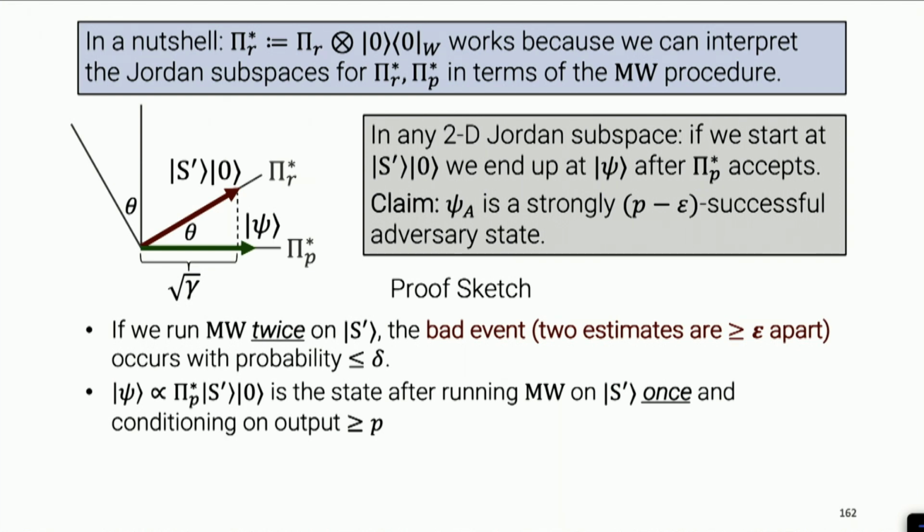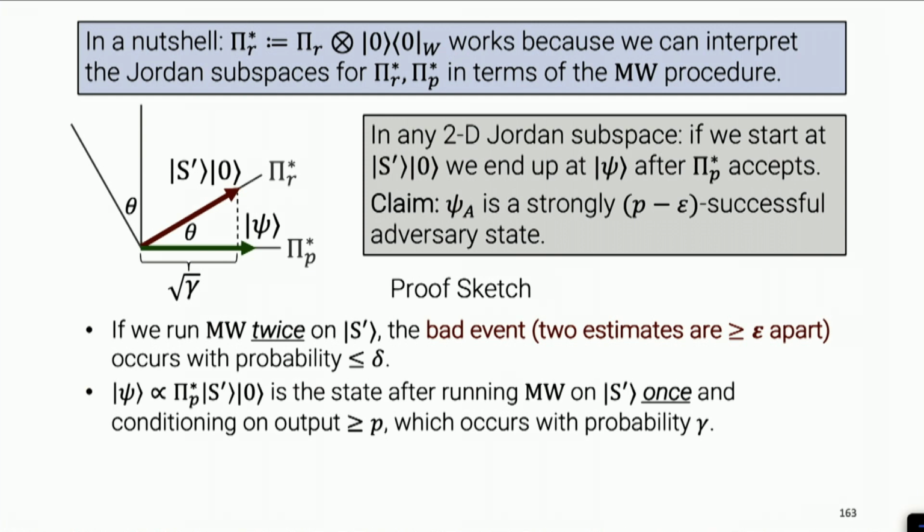It means that I ran the Marriott-Waters procedure, or that's what it means to be in pi p star after my initial ancillas were 0. It means that I ran the Marriott-Waters procedure and I saw that my estimate was at least p. And moreover, the probability that this event happened, one second, is gamma, is precisely cosine squared of this angle here. Okay? So again, I know something happens if I run the Marriott-Waters estimator twice on S prime. Psi A corresponds to the state after running it once.